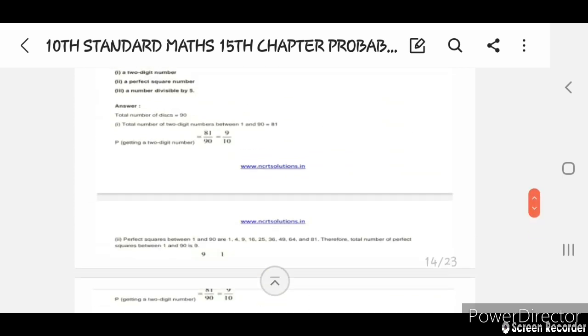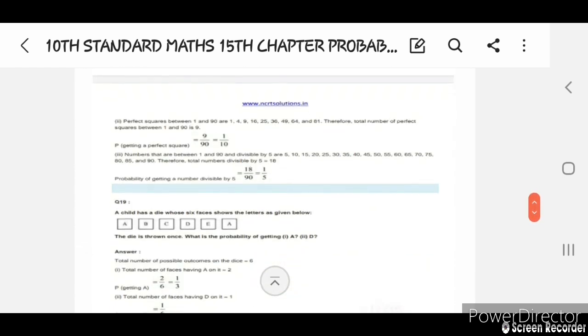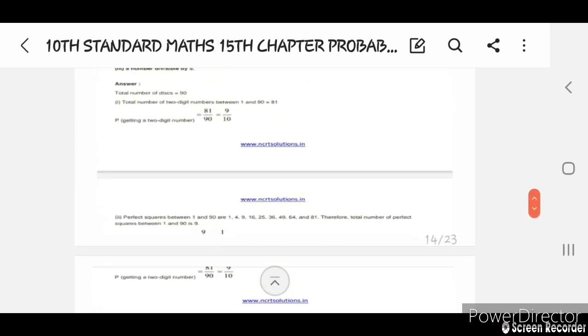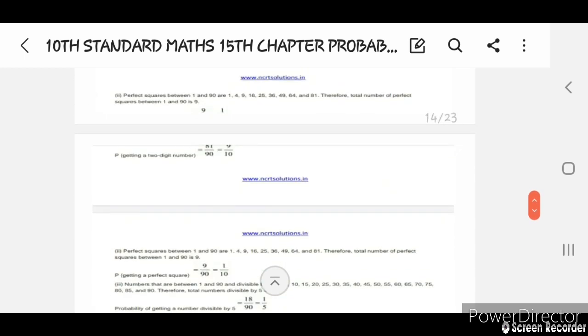Next question is a number divisible by 5. The numbers from 1 to 90 that are divisible by 5 are 5, 10, 15, 20, 25, 30, 35, 40, 45, 50, 55, 60, 65, 70, 75, 80, 85, finally 90. And when you take all of this, 18 are there. 18 by 90 is the probability. So therefore it will be 1 by 5 is the probability of a number that is divisible by 5.